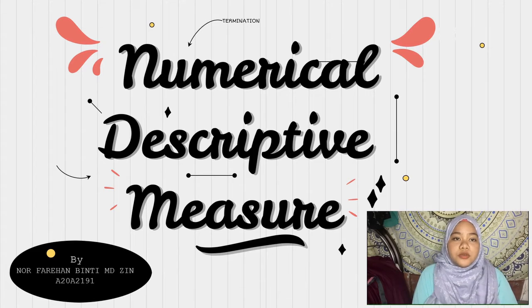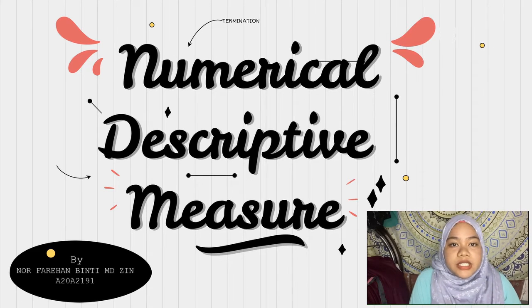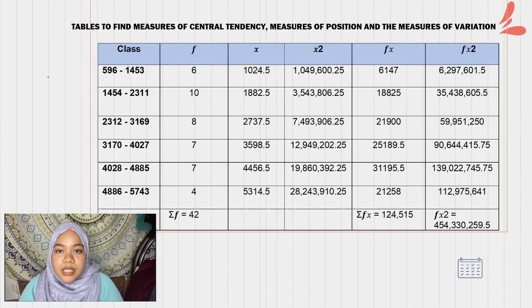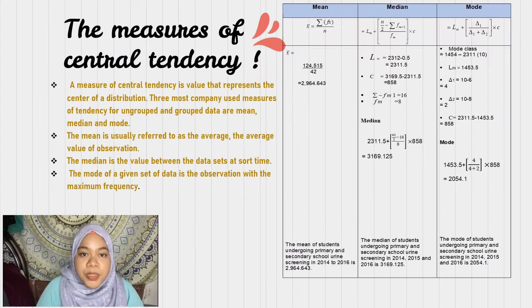I will continue to present about numerical descriptive measures. This table shows how to find the measures of central tendency, position, and also variation. The table has total frequency, midpoint, fx, and fx squared. First is measure of central tendency. A measure of central tendency is a value that represents the center of a distribution. The three most commonly used measures of central tendency for ungrouped and grouped data are mean, median, and mode.